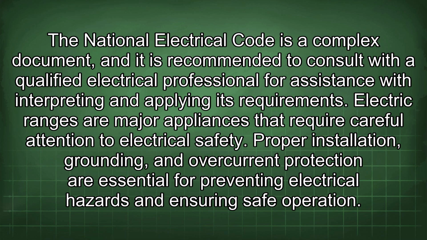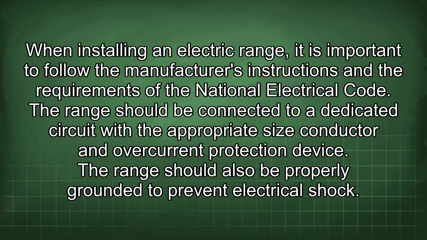Electric ranges are major appliances that require careful attention to electrical safety. Proper installation, grounding, and overcurrent protection are essential for preventing electrical hazards and ensuring safe operation. When installing an electric range, it is important to follow the manufacturer's instructions and the requirements of the National Electrical Code. The range should be connected to a dedicated circuit with the appropriate size conductor and overcurrent protection device. The range should also be properly grounded to prevent electrical shock.